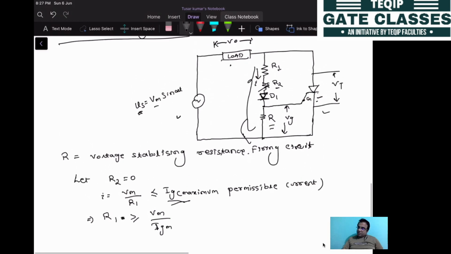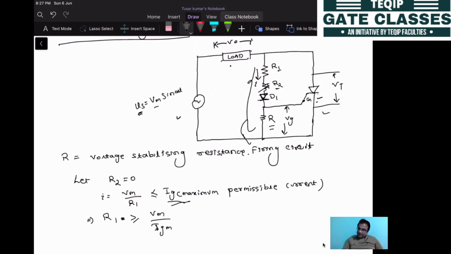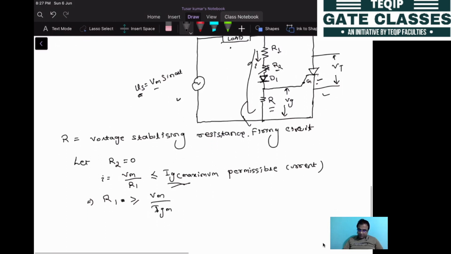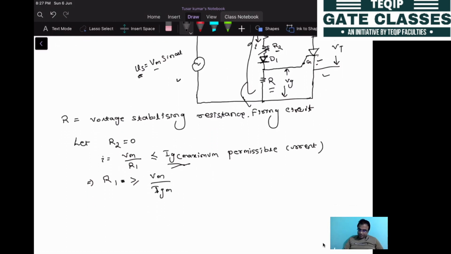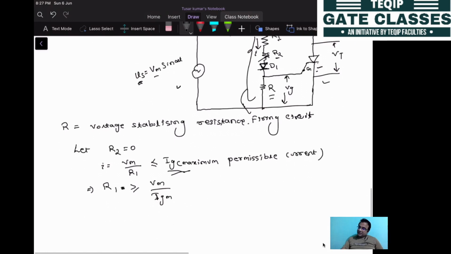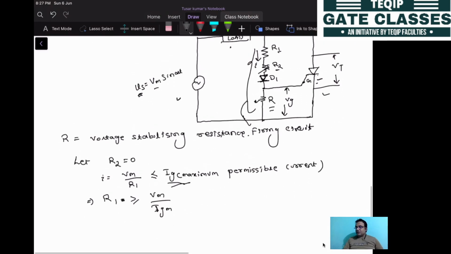Similarly, this is the limit for the current. Now from the limit of the voltage, what you can find out is the voltage across this resistance R, that is nothing but the stabilizing resistance.